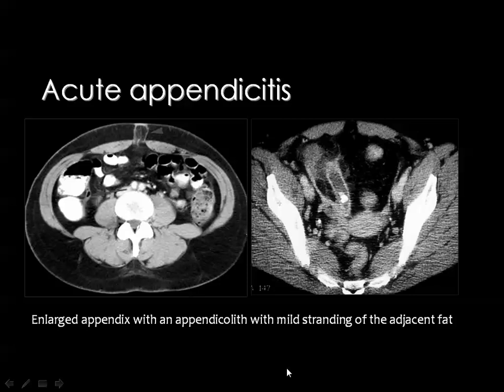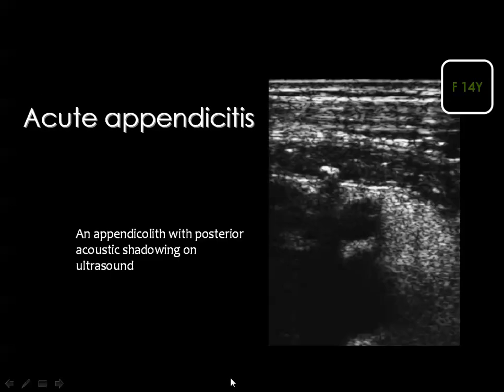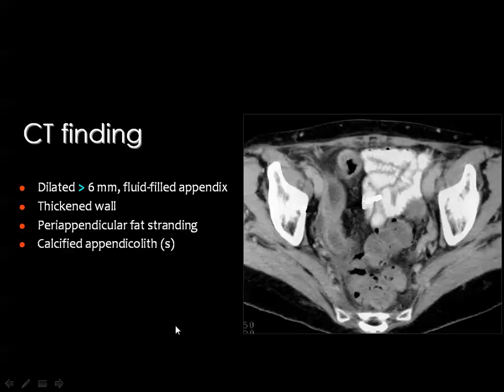Then in the CT scan, you can see that this is the appendix, which is dilated, the wall is thickened, it is filled with fluid, and this calcified lesion represents the appendicolith, which is located at the neck of the appendix. And if you look carefully around the appendix, you can see a stranding of the fat planes. This is acute appendicitis by ultrasound, and this is the appendicolith, which is clearly seen inside the dilated fluid-filled appendix.